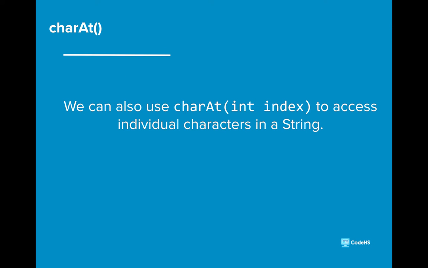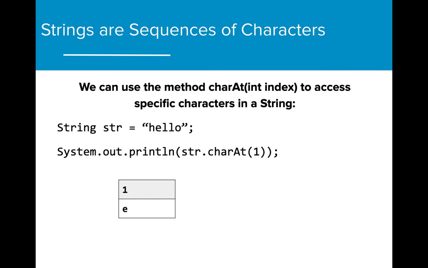Something to note is that we can simplify this general formula by using the charAt(int index) method that we learned in Unit 2. We can use the method charAt to access a specific character in a string. In this case, if we write str.charAt(1), we are asking the program to return the character at that specific index. In this case, e is the character found at index 1.